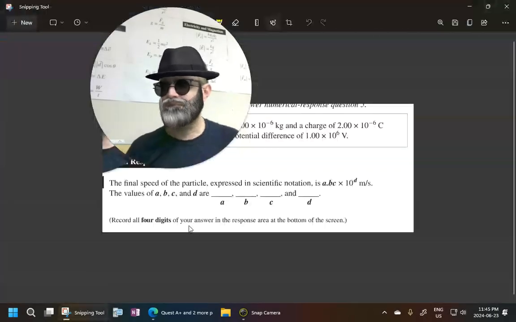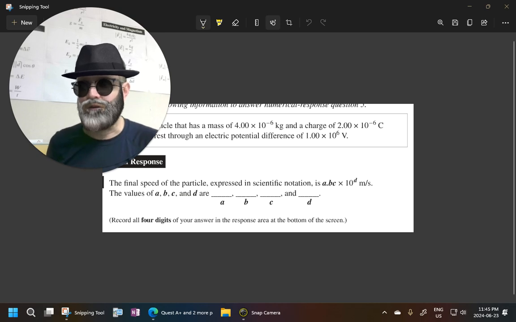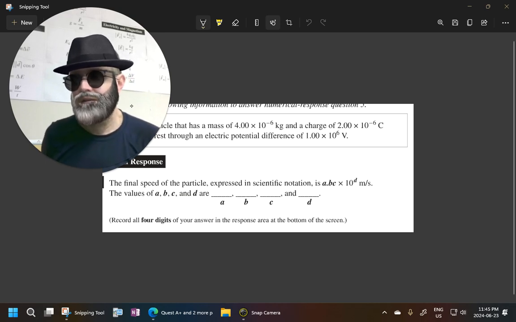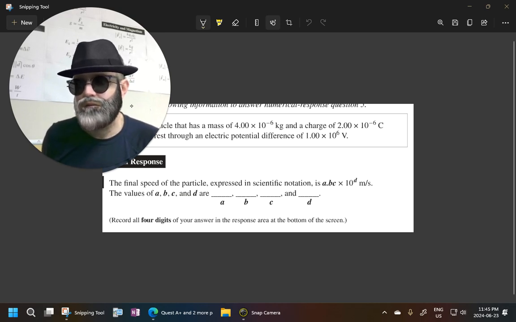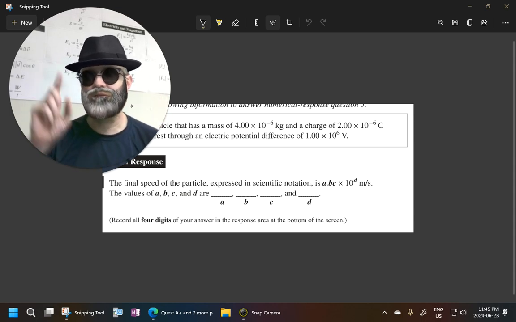I'm going to get a part of my neck on this picture here. I don't think it's just a particle. What's the final speed? Oh, it has a charge. Okay, a particle with a charge. So we're going to use that change in velocity formula.